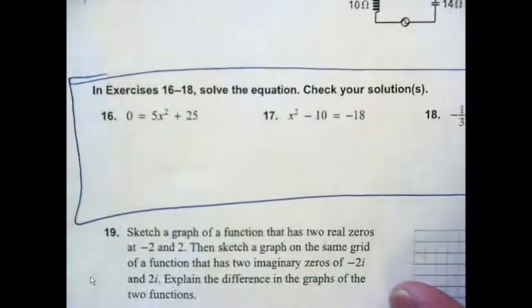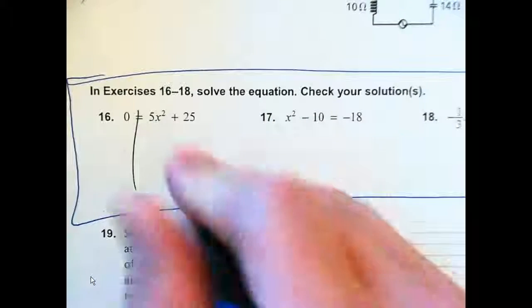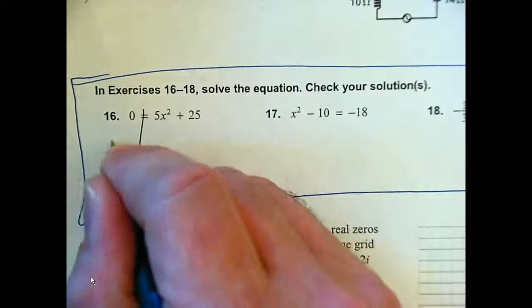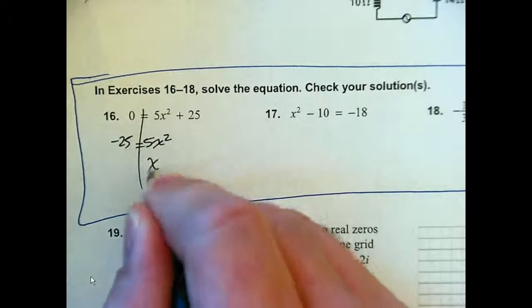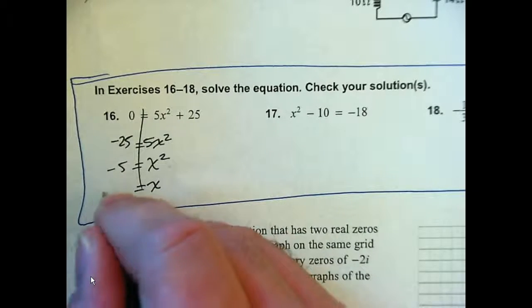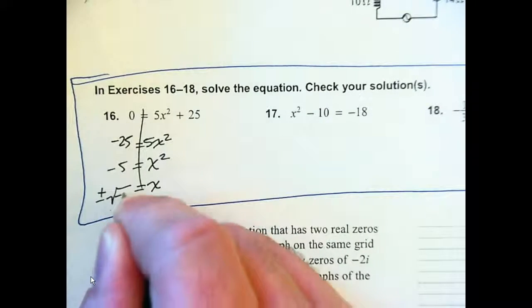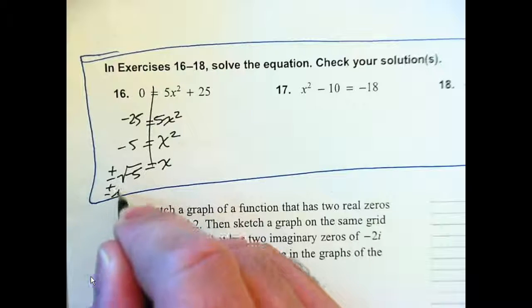Okay, number 16. I'm going to just go through these fairly fast. Just subtract 25, negative 25 equals 5x squared. Divide by 5, so x squared equals negative 5. Take the root. x is equal to plus minus root negative 5. And then pull out the negative 1 to get i, so it's plus minus i root 5.